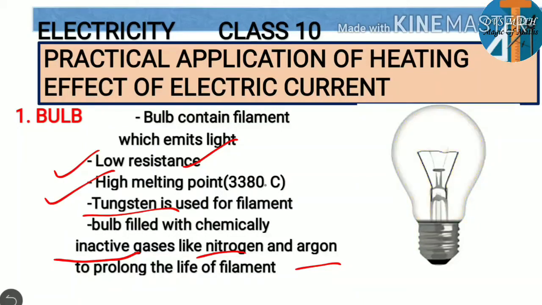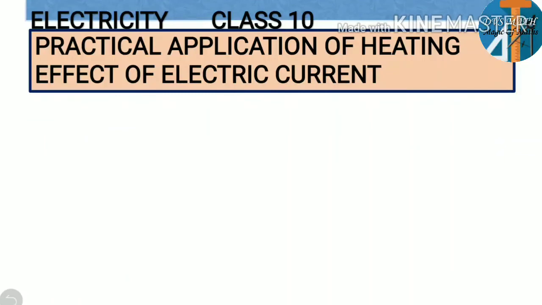And which is the material used here? Tungsten. And which are the two gases filled inside the bulb? Nitrogen and argon. Why is it filled? To extend the life period of that filament. Clear? We'll go for the next application of this, that is the fuse.